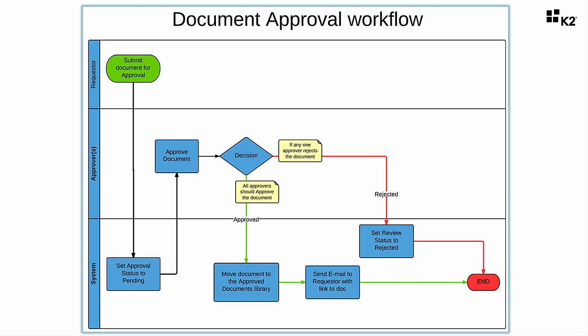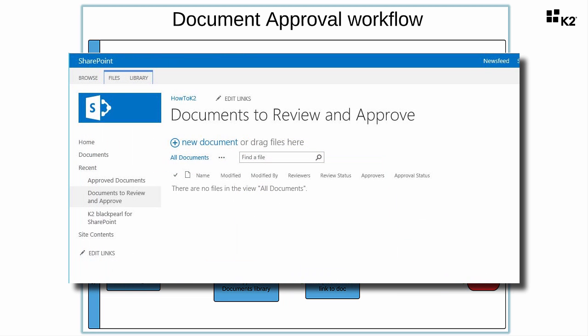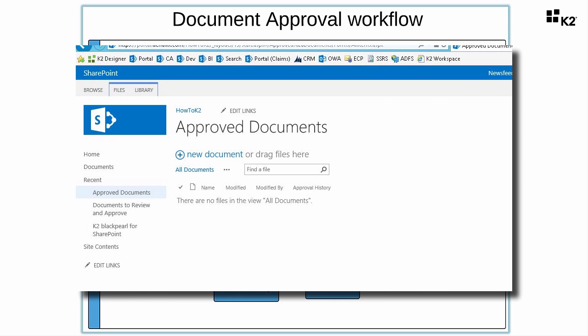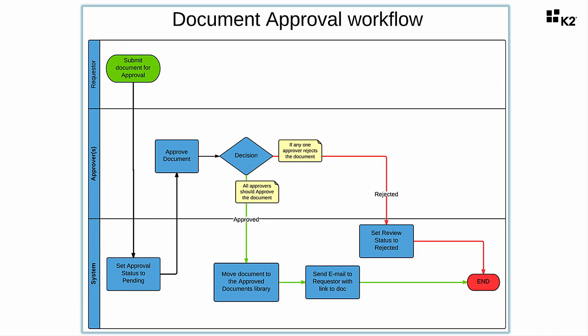For our data source, we will be using two separate document libraries. One called Documents to Review and Approve will act as the working area for documents as they are updated and follow the review and approval workflows. The second library, called Approved Documents, will be the landing site for documents once they are approved for release at the end of the approval workflow.